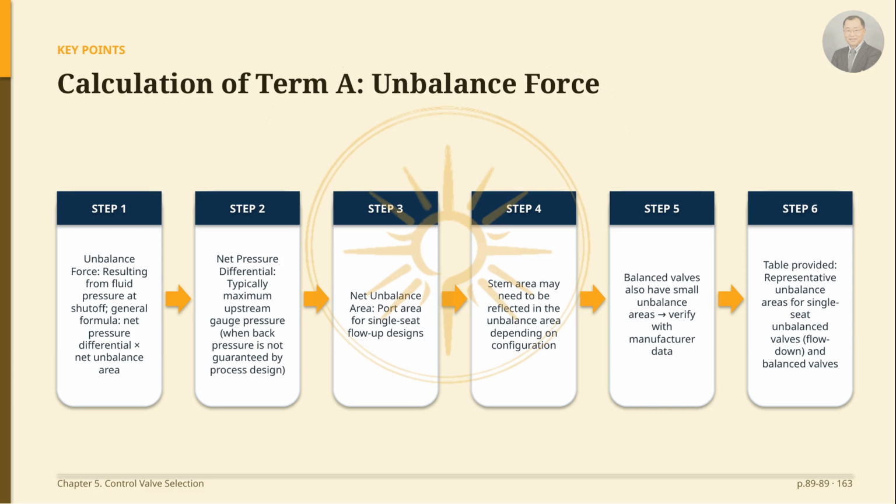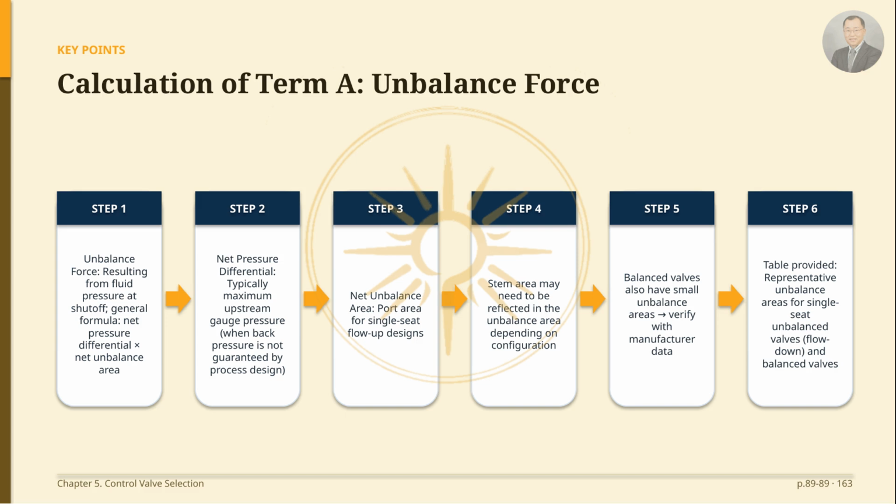I'd like to introduce the calculation of term A, the unbalanced force, which is the first component of the actuator operating force. The unbalanced force is the force resulting from fluid pressure at shutoff, and in the most general sense, it is expressed as the net pressure differential multiplied by the net unbalance area. The net pressure differential is typically taken as the maximum upstream gauge pressure, unless the process design always ensures a back pressure at the maximum inlet pressure.